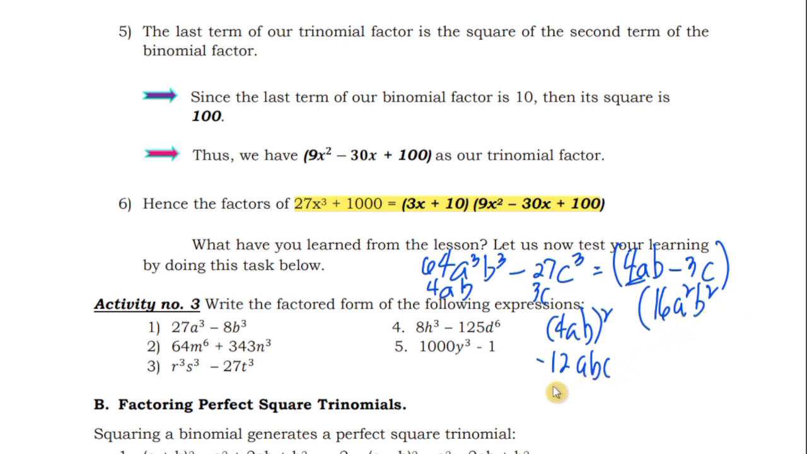But since it is negative, as we write it here, we take the opposite of it, so we have 12abc. Then the square of 3c, so we now have plus 9c squared. So this is now the factor of this given.